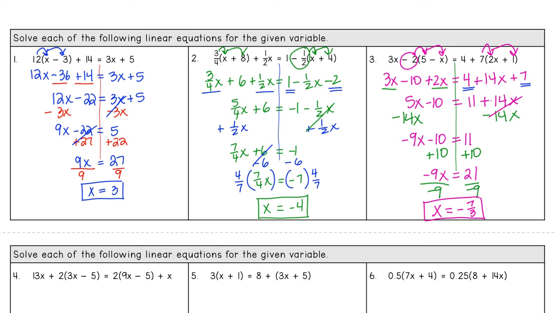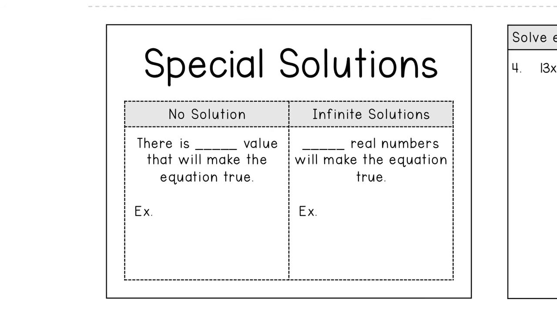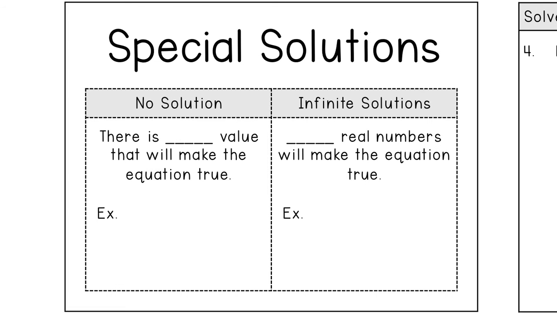Okay, but there's still something else that I wanted to show you. So every once in a while, one of these special solutions might pop up. So on the left side, there's a possibility that you'll get an equation that has no solution. This means that there is no value that will ever make the equation true. So an example would be if you go through all the steps of solving and you end up with something that's false. So something like 8 equals 9.